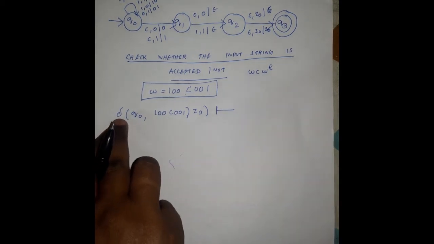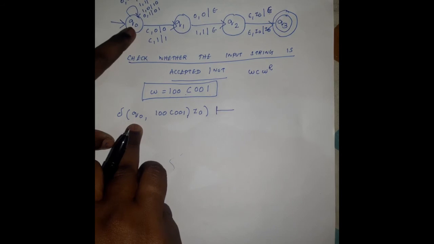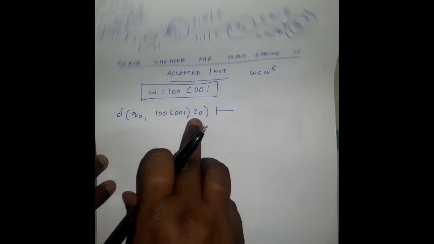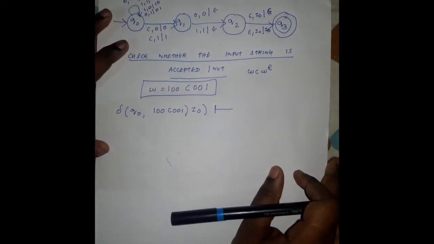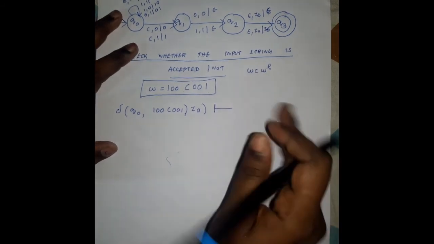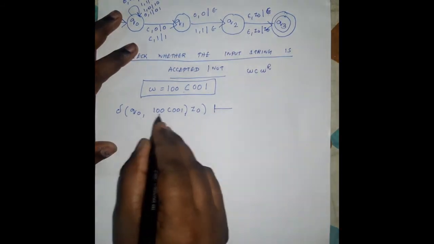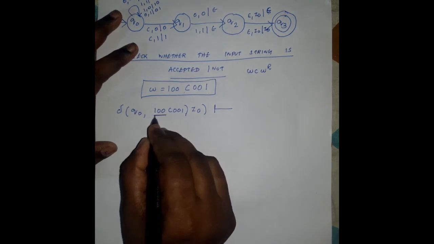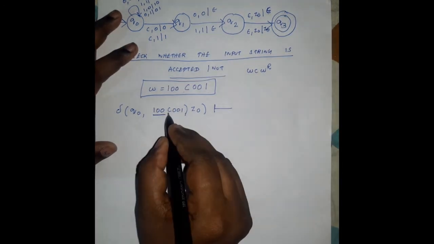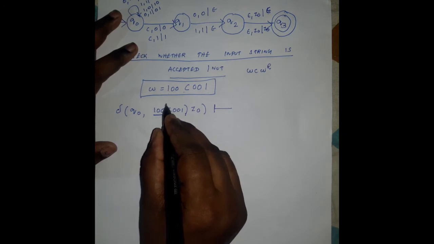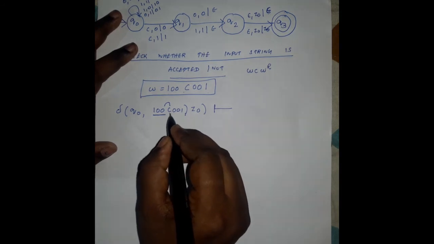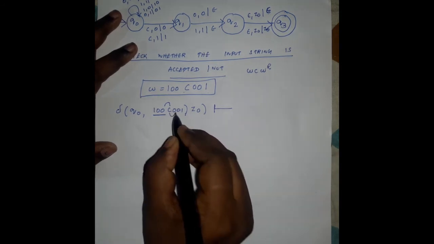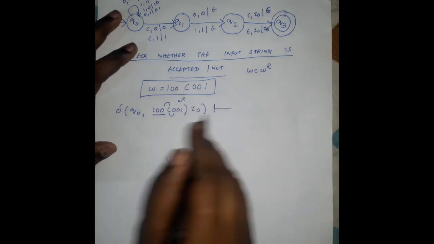Now I am going to write, taking the transition function delta. Q0 is the initial state, and this is the whole input string. I am writing 100C001, and the stack element is Z0. Now you can clearly see how it is performed to accept the input string or not. For all these operations, the state remains in Q0. After C is read, the state is changed to Q1. After C, while reading W power R, the state is changed.